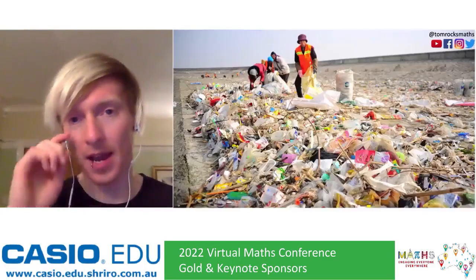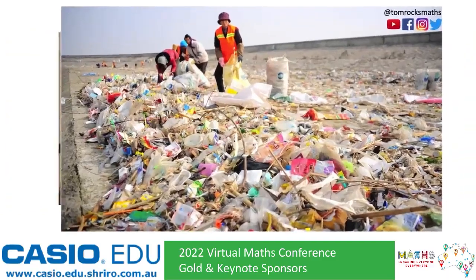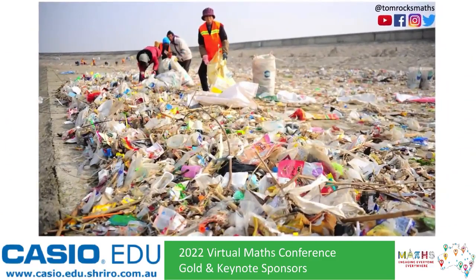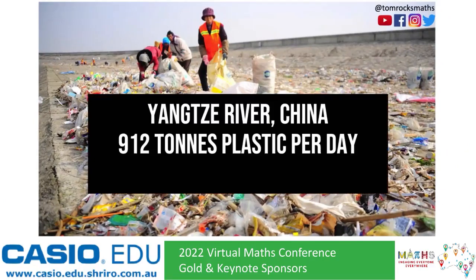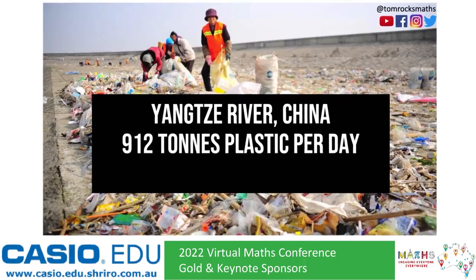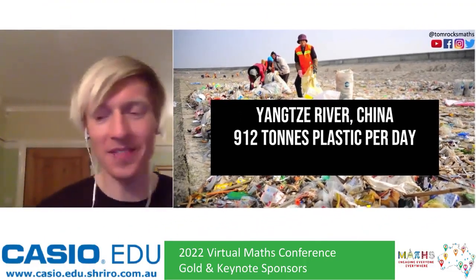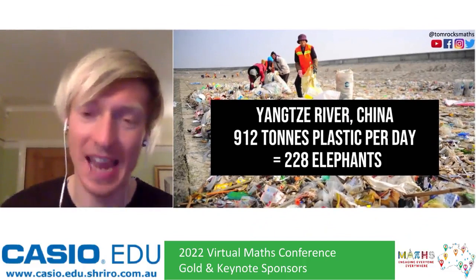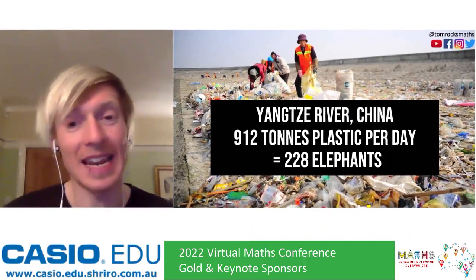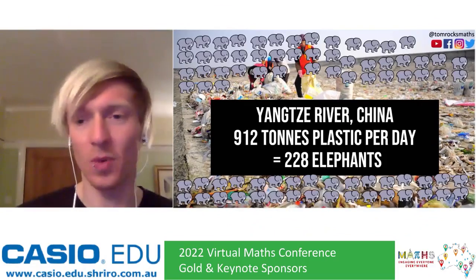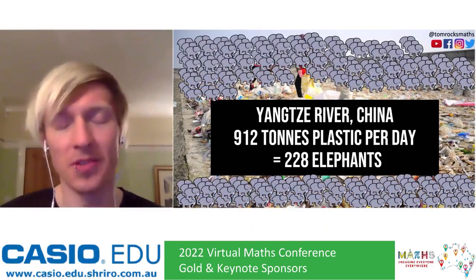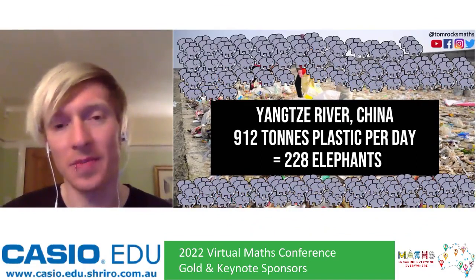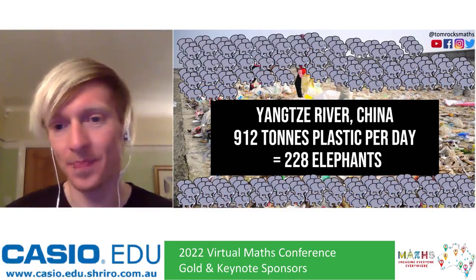And again, the number one, which I'm guessing quite a few of you may have come up with yourselves, is going to be the Yangtze River in China, which is 912 tons of plastic per day that leaves that river and enters the ocean. So again, if we convert this to our units of elephants, it's 228 elephants worth of plastic in a single day. So that looks like there's one lot, there's two lots, there's three lots, almost 3 times as much as we saw from the second worst river, the river Ganges.